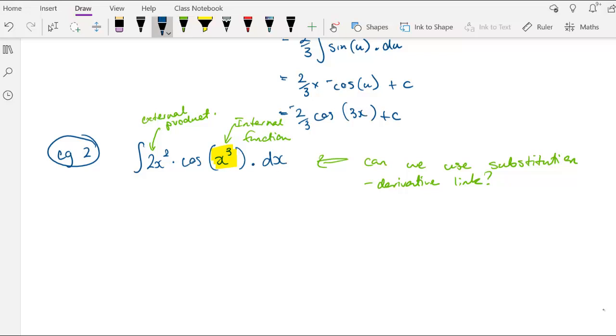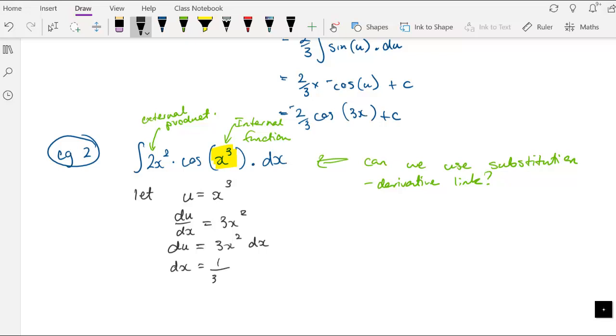So the first thing we do is we let u equal x cubed. Second thing we do is differentiate, so du dx is equal to 3x squared, and when we rearrange to isolate dx, we get du is equal to 3x squared dx, and therefore dx will be 1 on 3x squared du. So here are our 2 points of substitution.